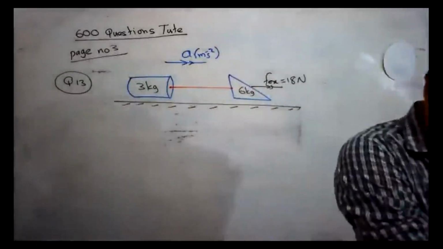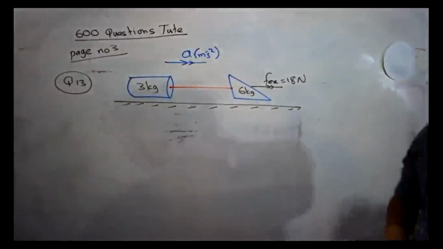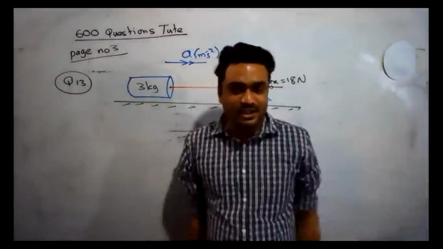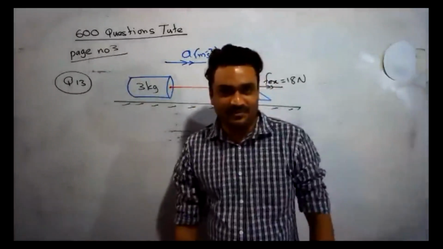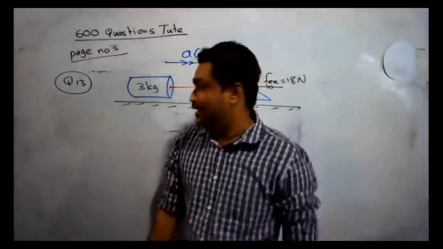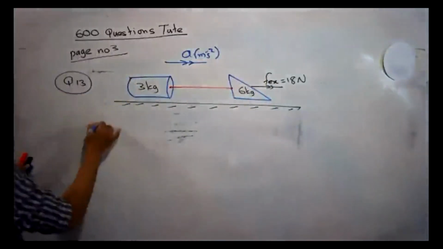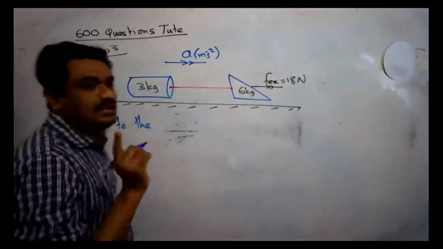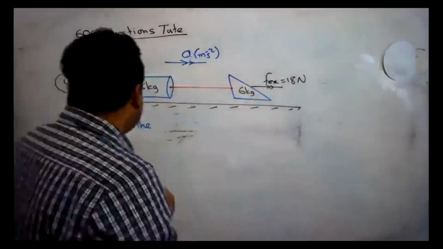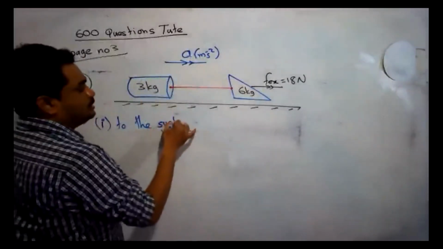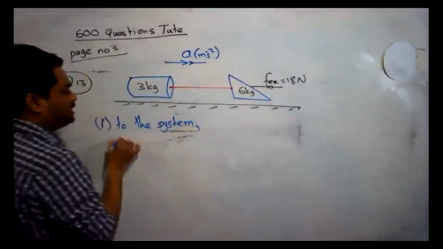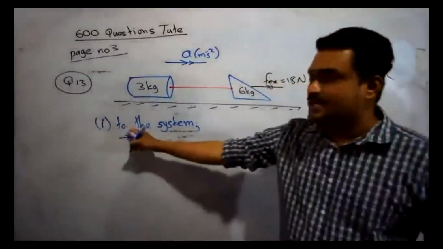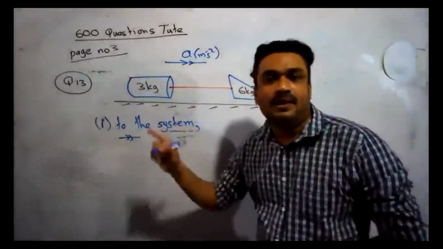Next, acceleration. How do you find acceleration? Somebody please give me a method to find the acceleration. F equals ma. Very good. We apply it to the entire system, to this direction. What have I done here? I have indicated to which that I apply the equation.